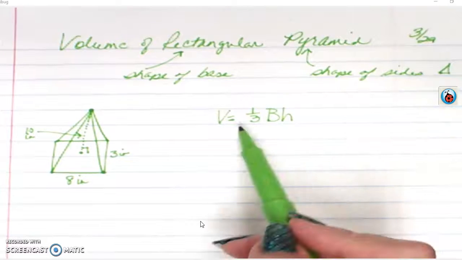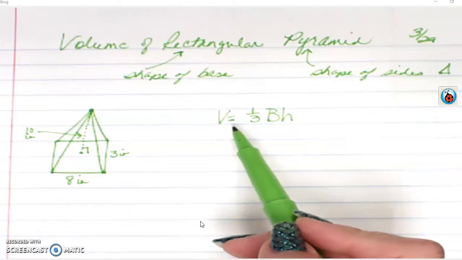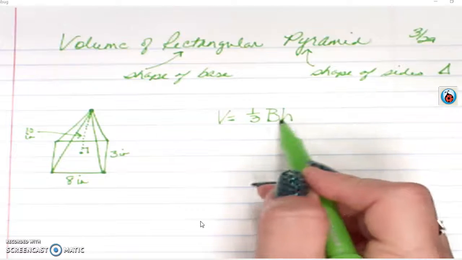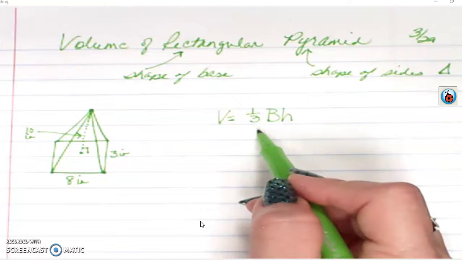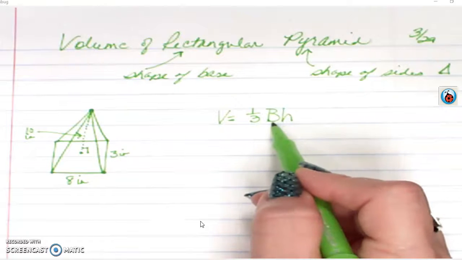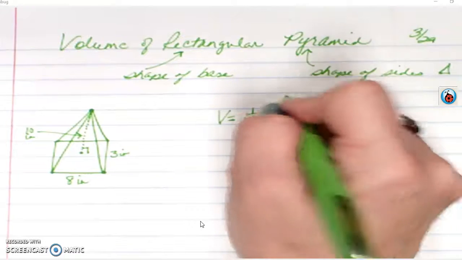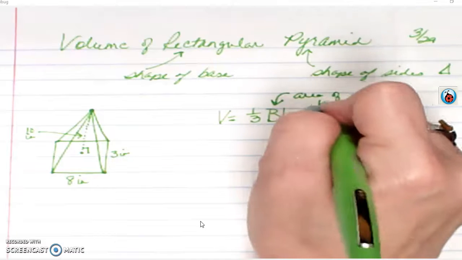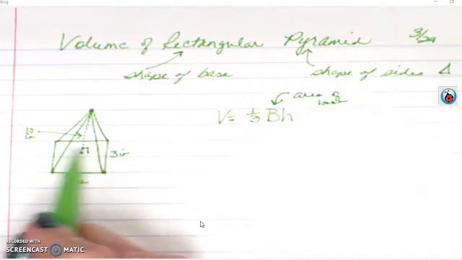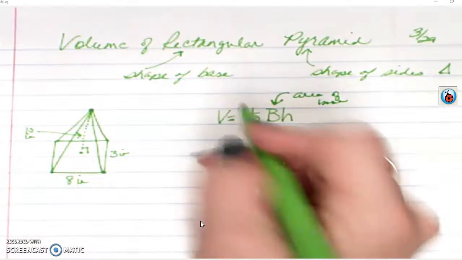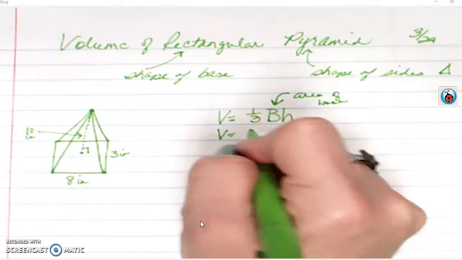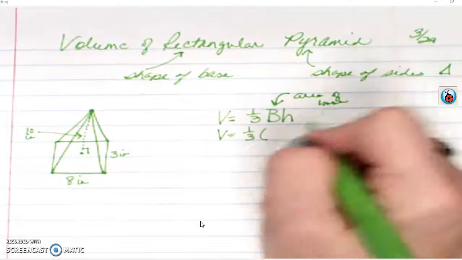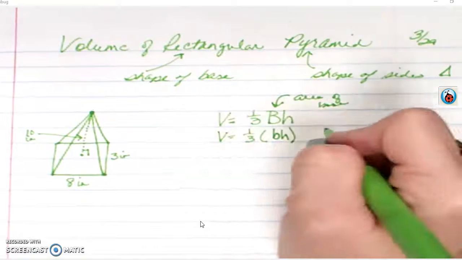So the formula for finding volume of a rectangular pyramid is BH, but it's 1/3 of the BH. The capital B still stands for the area of your base. That's still area of the base. So we're back to our base being a rectangle though. So we're going to say V equals 1/3. The area of the base is a rectangle, so it's going to be base times height.